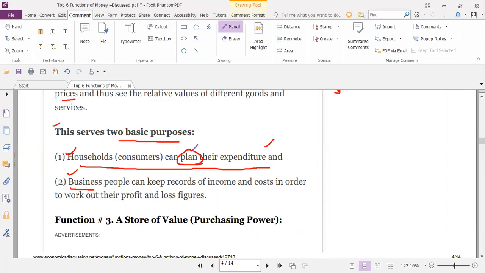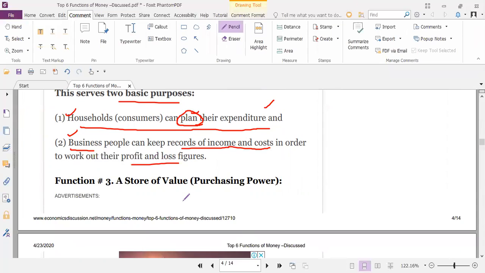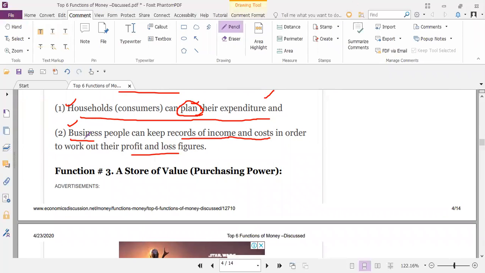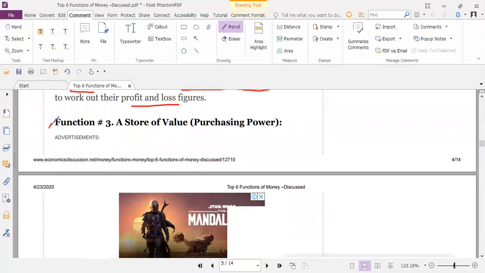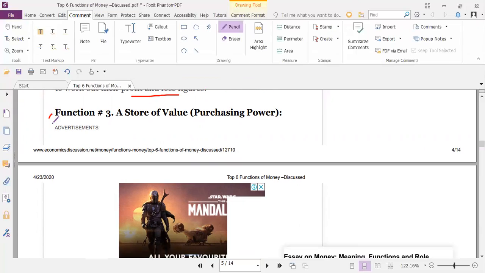So the two purposes are for households and business people. One is that households can plan well. The second is that business people can keep a record of their income and costs to find out the profit and loss they are undergoing. This will help business people to plan their business better, right? So now the third function is store of value, that is, purchasing power. The earlier one was measure of value, and this is store of value.